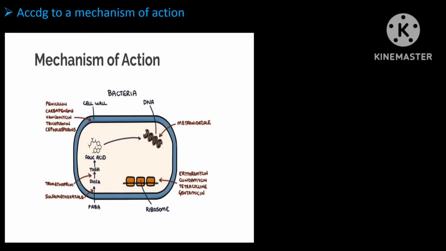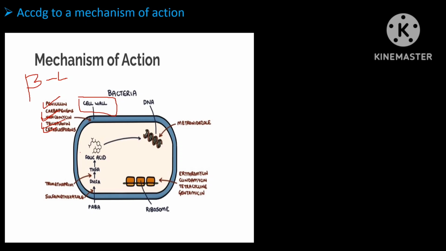Next, according to the mechanism of action. The antibiotics which act on the cell wall are called beta lactam antibiotics. Antibiotics which contain the beta lactam ring are penicillins, carbapenems, and cephalosporins. Whereas the antibiotics which do not contain any beta lactam ring but still inhibit cell wall formation are vancomycin and teicoplanin.